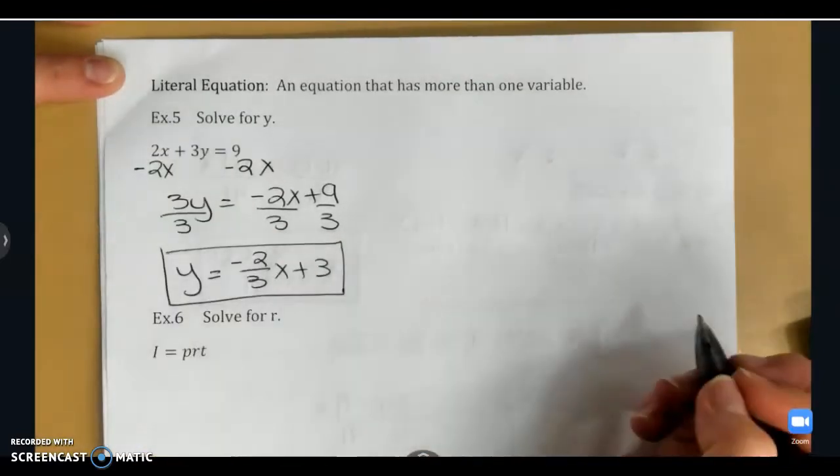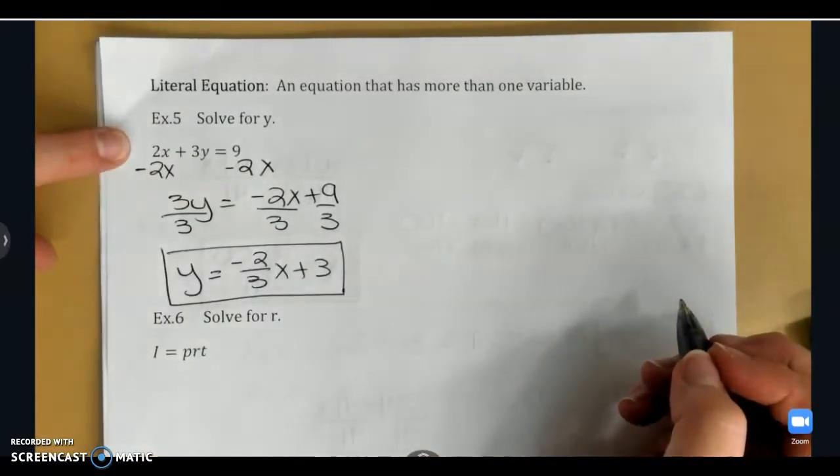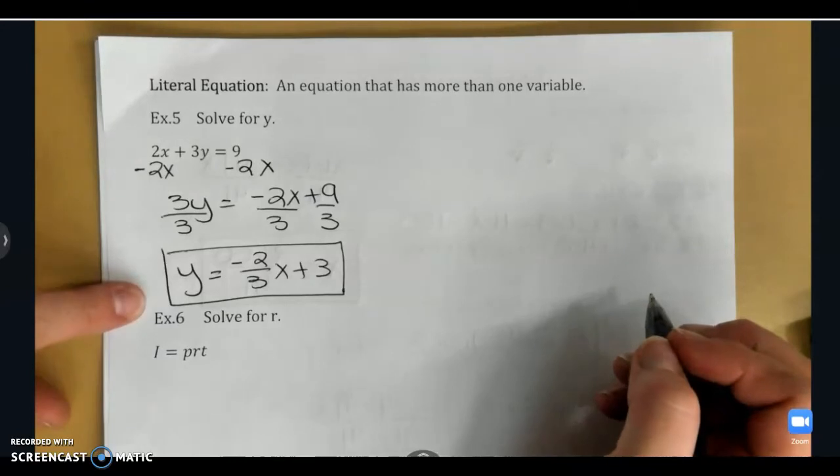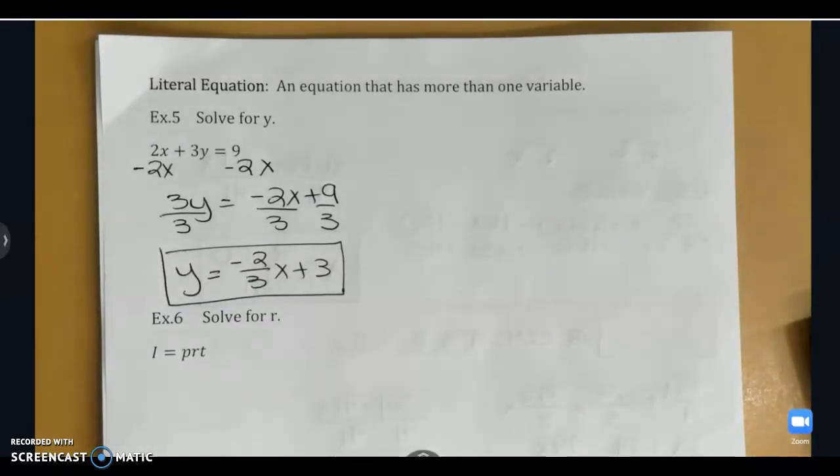Now hopefully this looks a little familiar to you because you have definitely taken an equation written in standard form and turned it into slope-intercept form. And that's what we just did here on example 5.